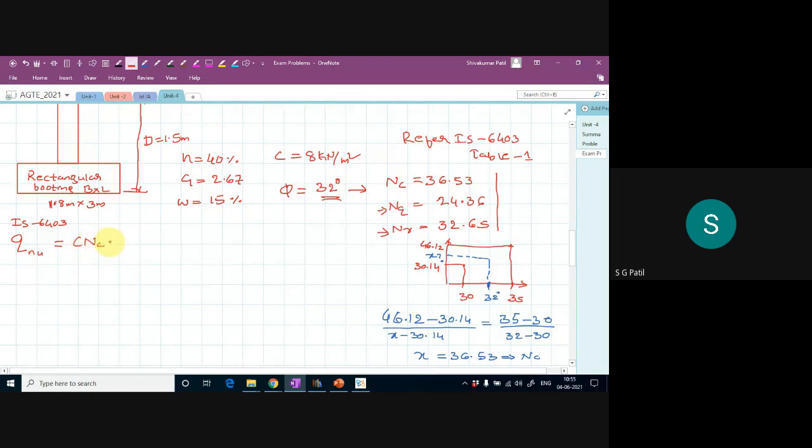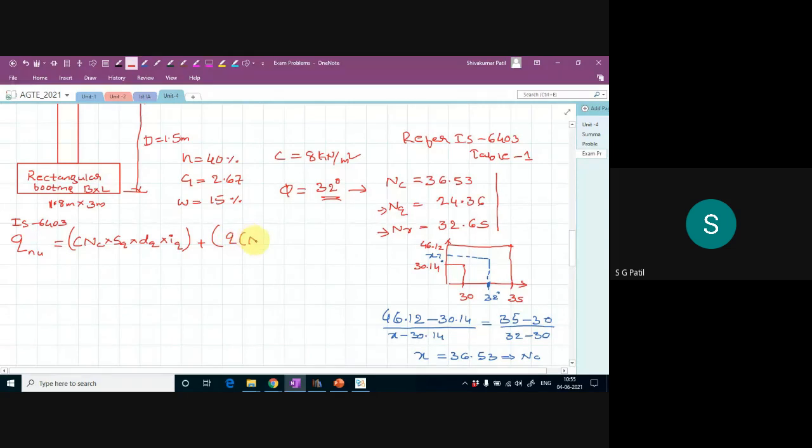CNC into SQ shape factor, depth factor into inclination factor. This is Q, SQ, DQ into IQ. Okay, so this is my first term. Plus, what is the second term?